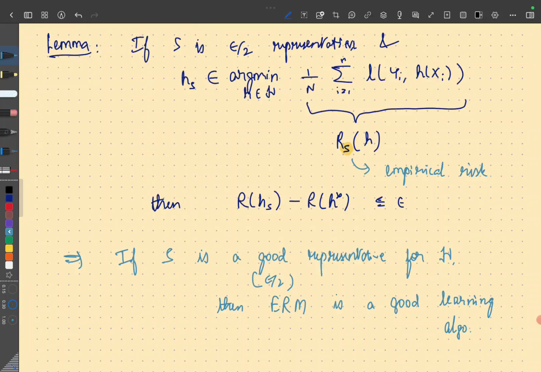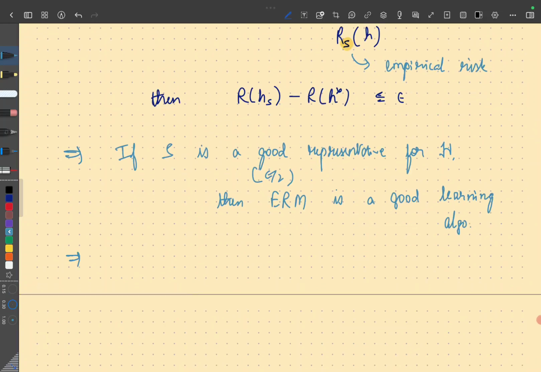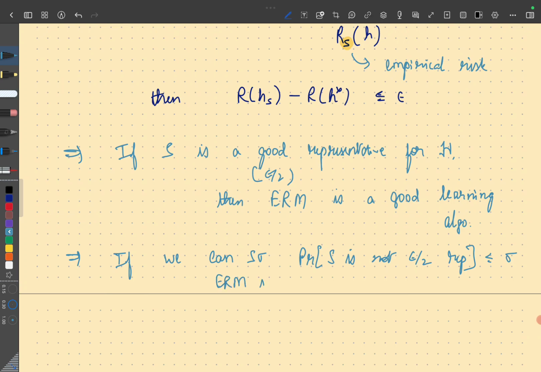All right. So then if we can somehow show that the probability that S is not epsilon by 2 representative is, say, less than or equal to delta, then it means that ERM is a PAC learning algorithm. Right, this is good enough. And in fact, this is the approach that we will use.